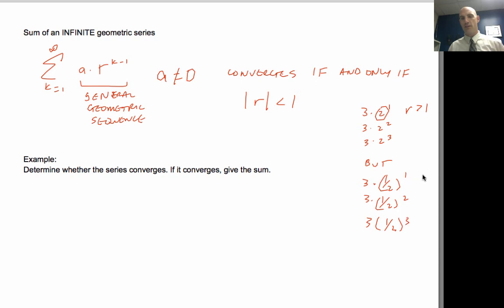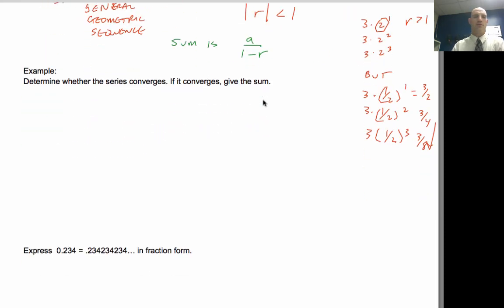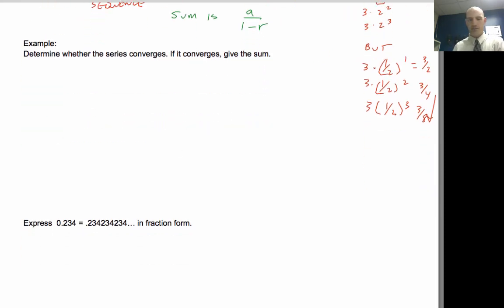1/2 to the third. That would be like 3 halves. This would be like 3/4. This would be like 3/8. It's getting smaller and smaller and smaller. That's why that rate has to be small, less than 1, okay? Here's my sum. If that's true, then the sum is A divided by 1 minus R. That's pretty simple. A couple of examples here.